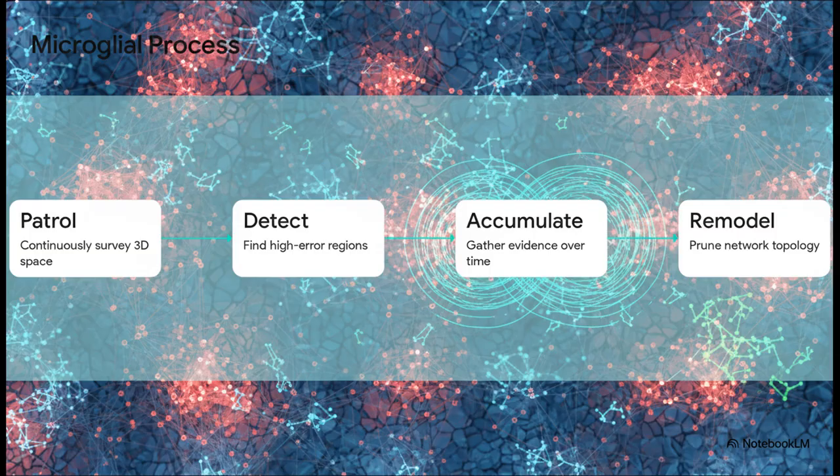When a region of the network starts throwing high errors or conflicting gradients, these agents sense it and physically migrate toward the problem zone. It's a process akin to biological chemotaxis, kind of like a shark sensing a drop of blood in the water. But once they get there, they don't just impulsively delete things. They hang out, accumulate evidence over time, and then decide whether to prune conflicting connections or signal for new growth.